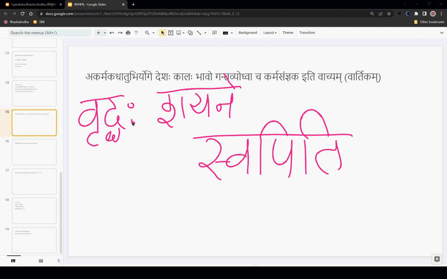Vruddha is fine. I mean, don't think that actually Jyeshtha is the derivative of Vruddha only. Don't think that Jyeshtha means elder person or something. Vruddha is also elder only. Vruddha shayane swapiti. This means Vruddha is sleeping in the bed or on the bed.